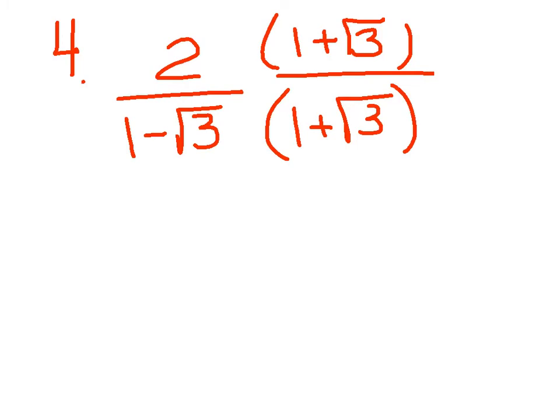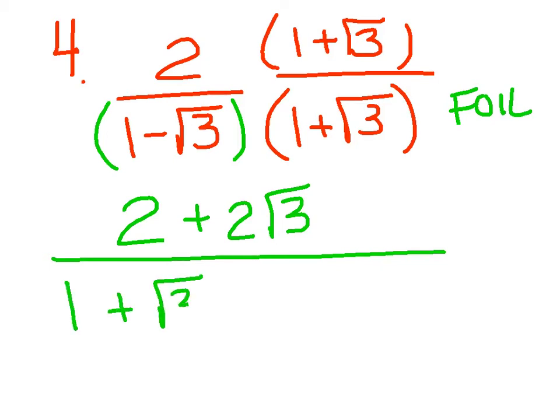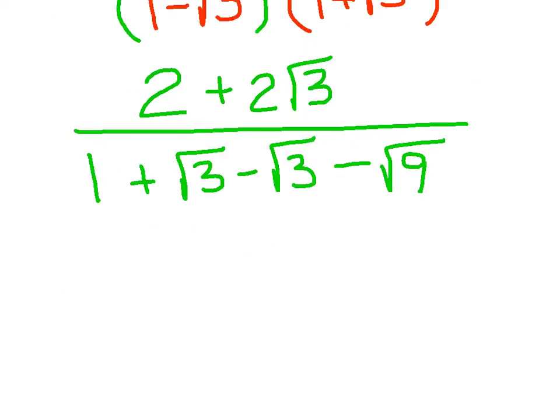Now to multiply these, I'm just going to take this 2 on top and distribute it to the 1 and to the radical 3. 2 times 1, of course, is just plain old 2. The 2 and the radical 3, well, the 2 is outside, the radical 3 is inside, so I'm just going to rewrite it as 2 radical 3. Now on the bottom, it's a little messier. I need to take my time and FOIL. Binomial times a binomial, of course, is FOIL. So first, outer, inner, last, I'm going to get 1 plus radical 3 minus radical 3 minus radical 9.